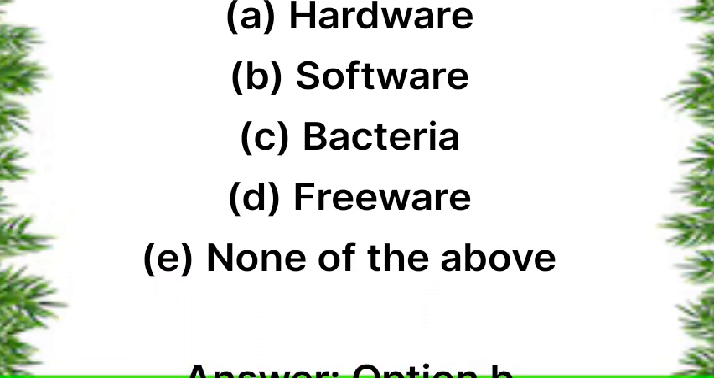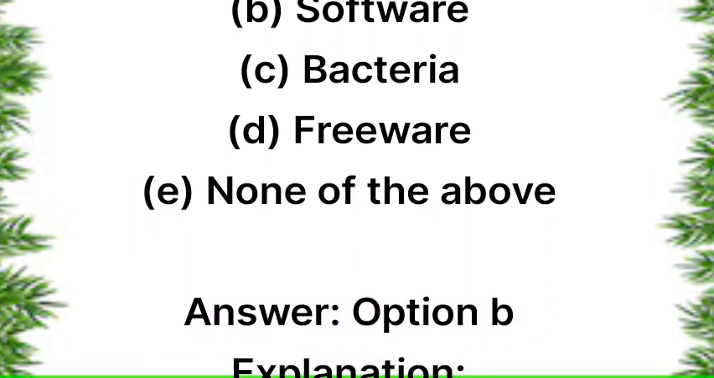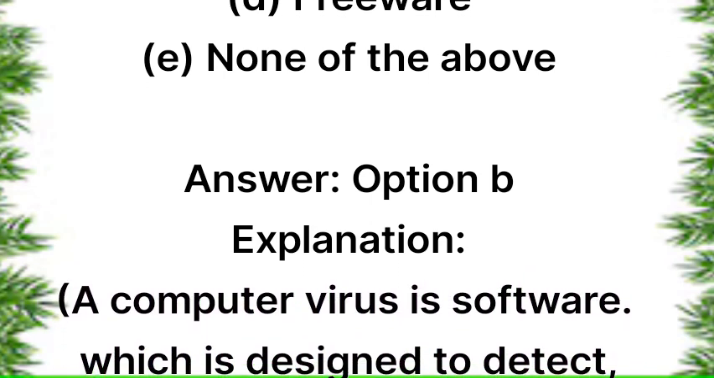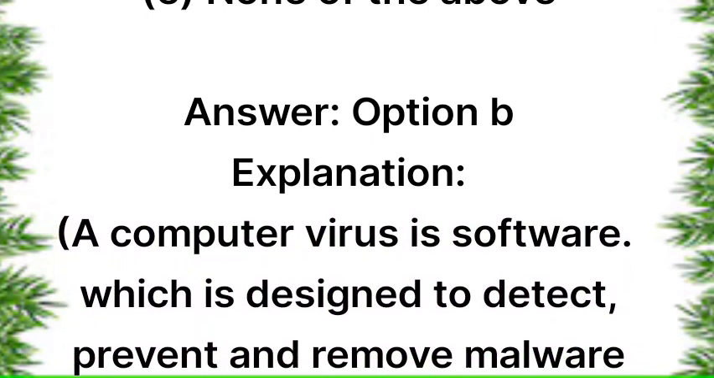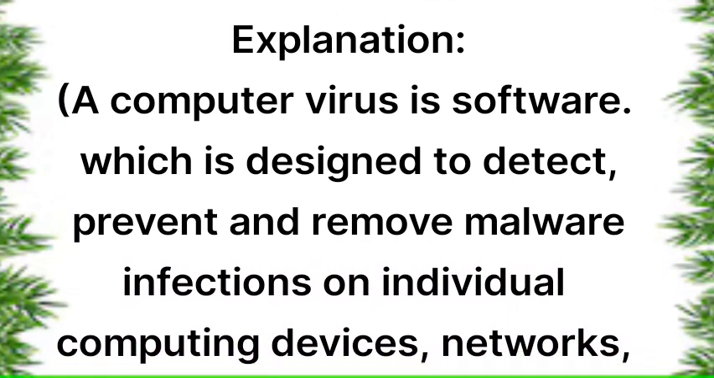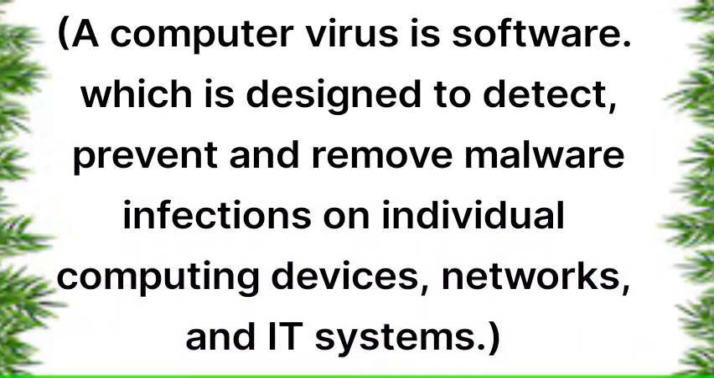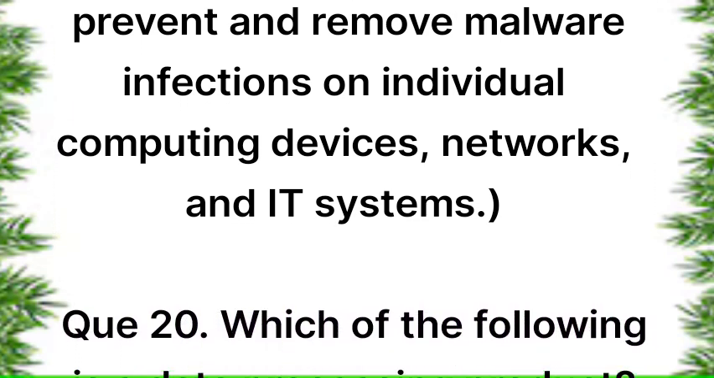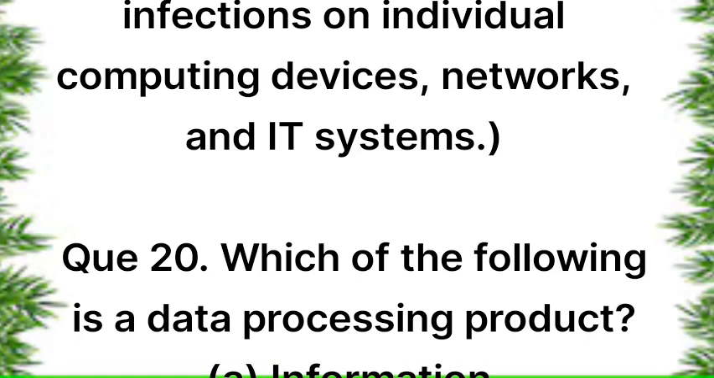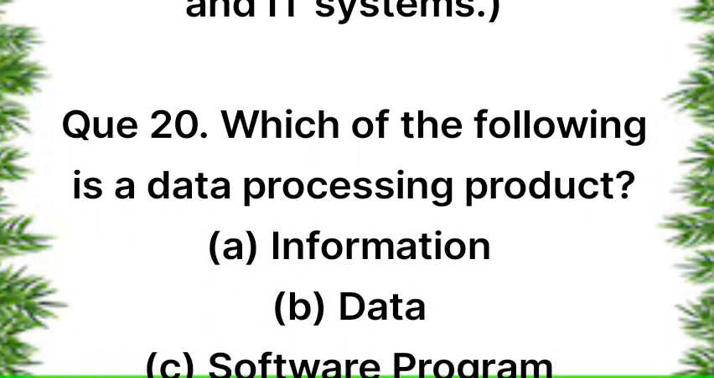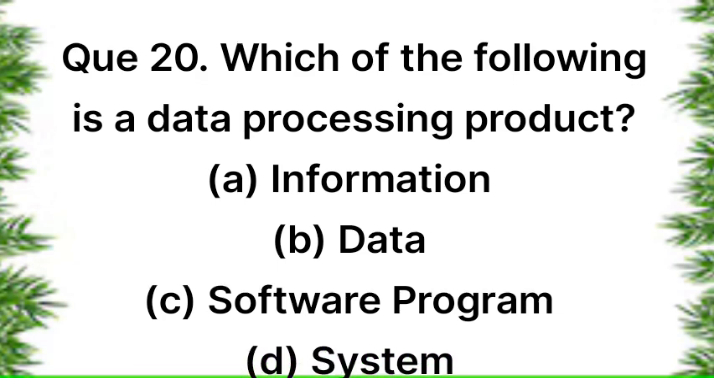Q20. Which of the following is a data processing product? A. Information, B. Data, C. Software program, D. System, E. None of the above. Answer, option A. Explanation. Data processing produces information. It is information that is related to one another and is comparable to products that are made after processing raw materials.